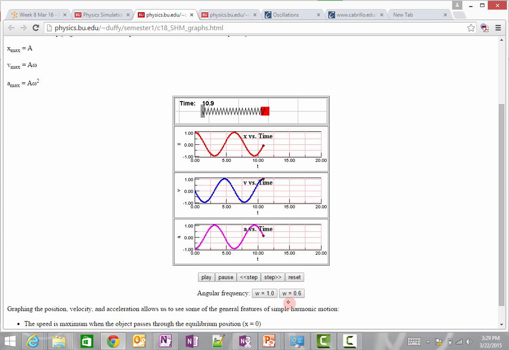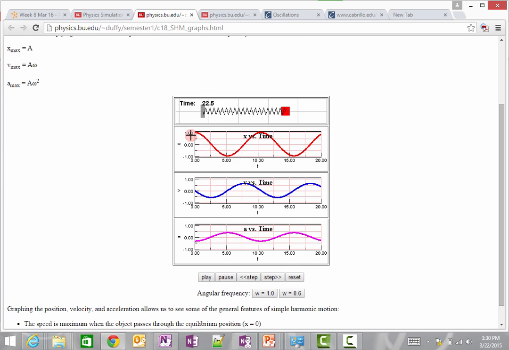And let's see what happens when we change the frequency. Now you can see that it's less cycles per second. The period is longer. So if you decrease the frequency, then you have fewer cycles per second.